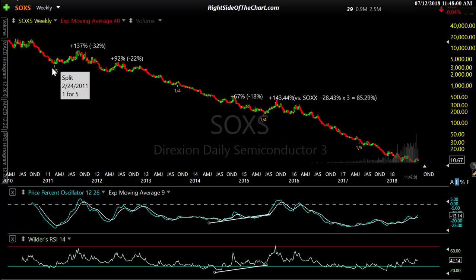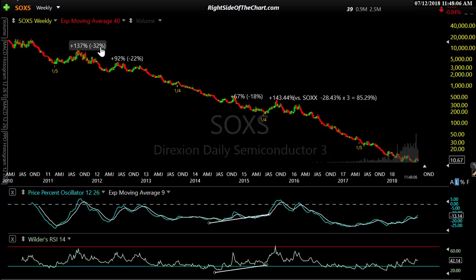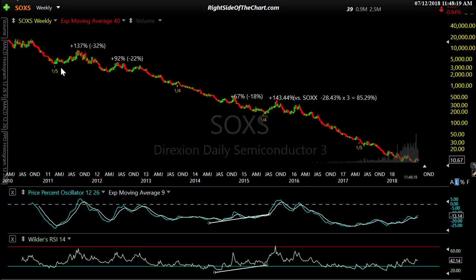The same corrections that I showed you a minute ago on SOXX, the index, the ETF that tracks that index, dropped 32%. And again, this is a three-time short. So you would think at best you would be up 96%, right? 32 times 3, wrong. You are up 137%.